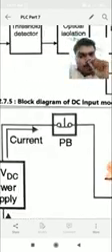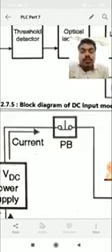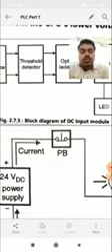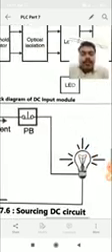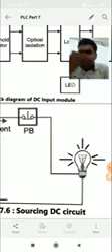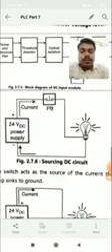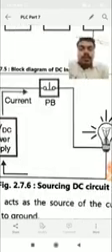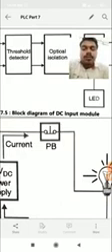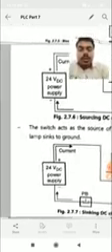Lamp is a load and 24 volt is a source, but at the starting, the current is first passing through the push button. So the push button acts as a source, and the lamp acts as a sink. That's why it is called a sourcing DC circuit. The switch acts as a source of the current, through which the current is flowing. Firstly the current is flowing through the push button, then it is sinking in the lamp. So it is a sourcing DC type.